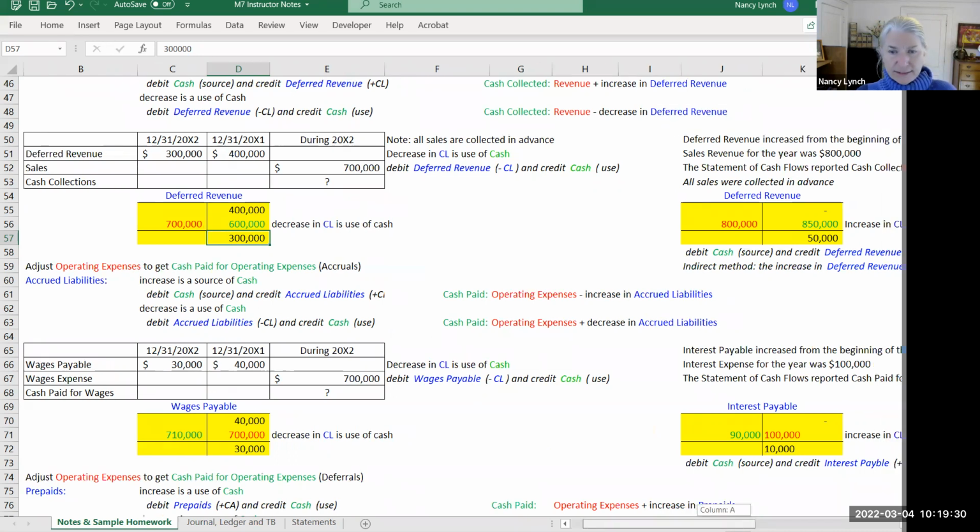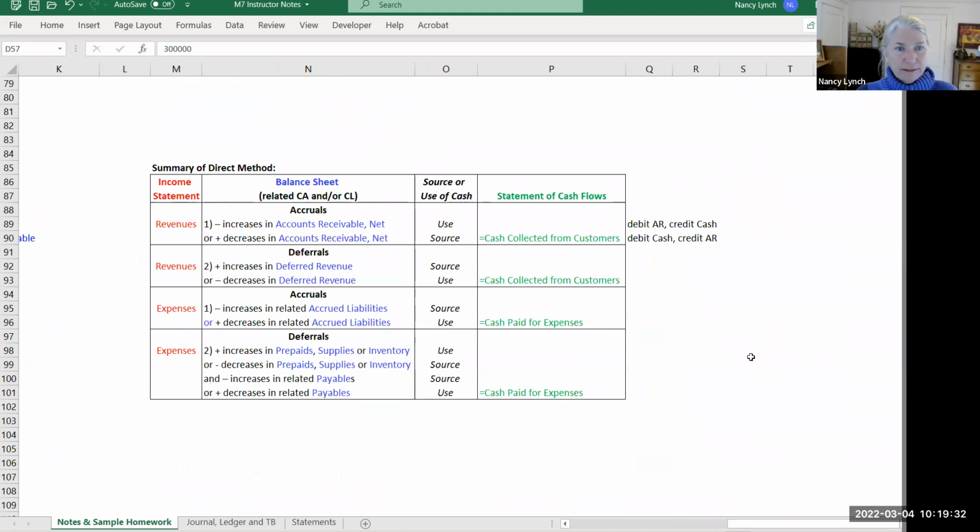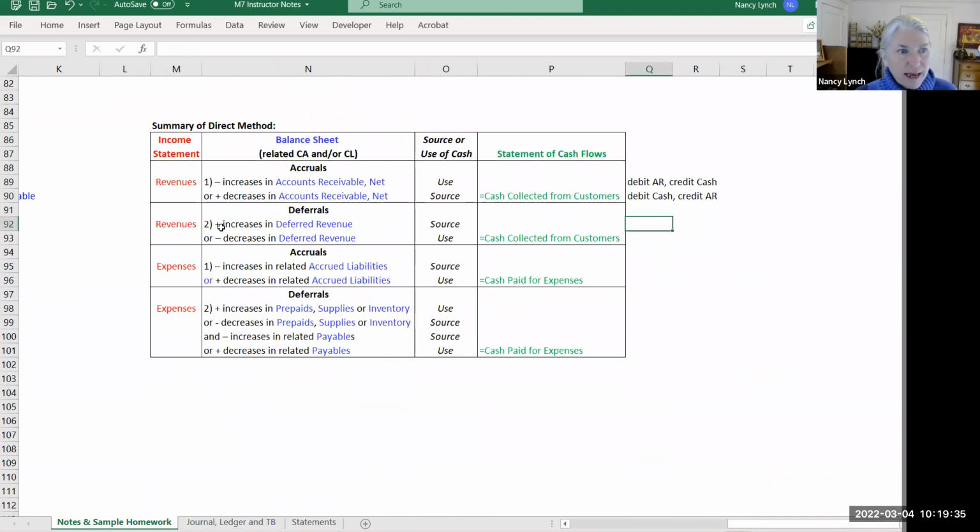So back to this diagram I was showing you. If you look at deferrals, deferrals increase with credit. So I make the other side be a debit to cash. In other words, that is a source of cash if the deferred revenues went up. So my cash collected in that case would be greater than my revenues. I would be adding that to my revenues to get cash collected from customers. Opposite, if my deferred revenues went down, the other side is a decrease to cash.